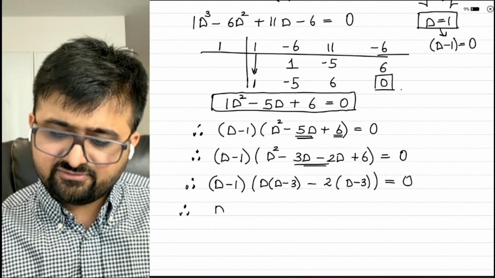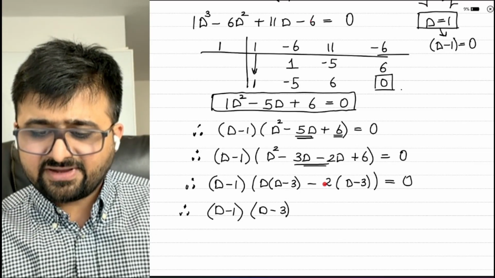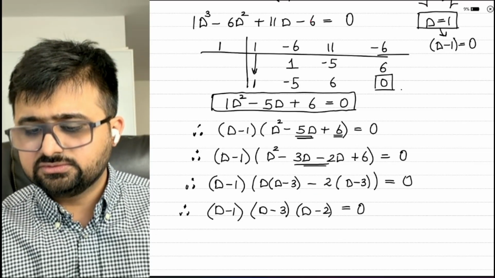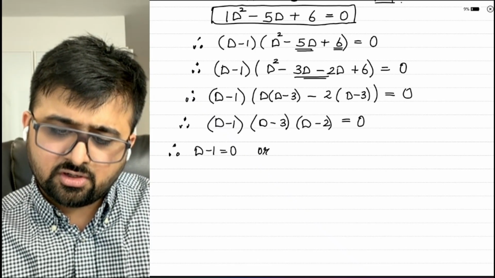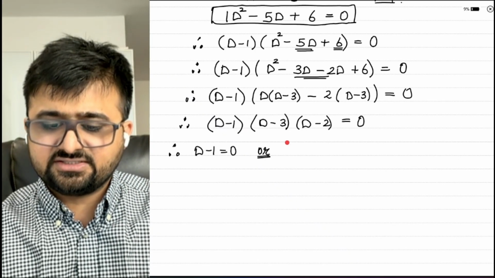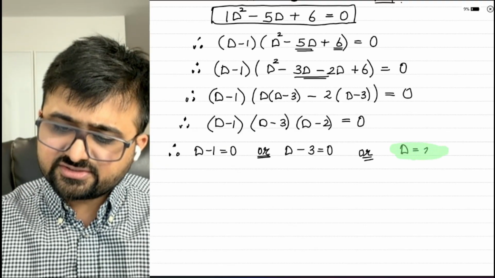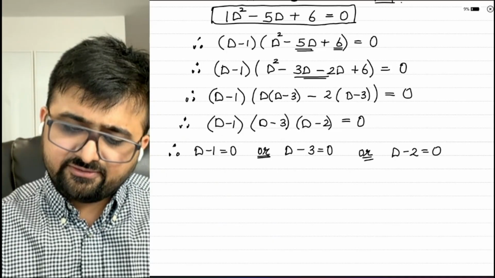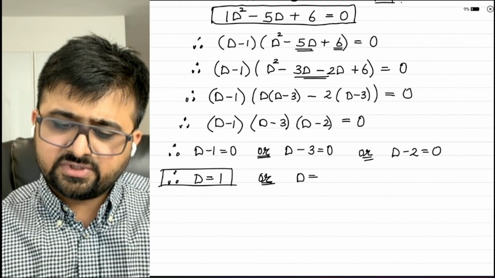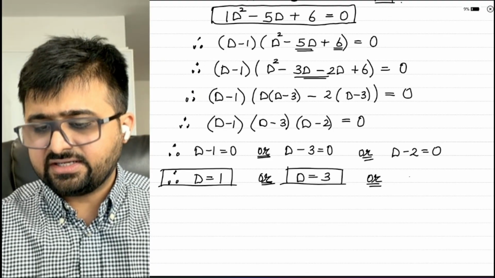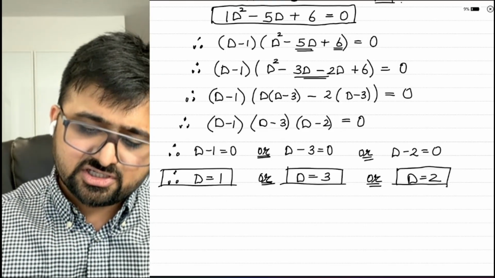So therefore, you have d minus 1. I hope you can see that one factor is d minus 3 from here and the other factor is d minus 2 from here, is equal to 0. So basically, if the product of three numbers is 0, either the first number is 0, or the second number is 0, or the third number is 0. So either d minus 1 is 0, or d minus 3 is 0, or d minus 2 is 0. Therefore, I get either d is equal to 1, or d is equal to 3, or d is equal to 2. So basically 1, 2, and 3 are the roots of that cubic equation. So we get the values of d.